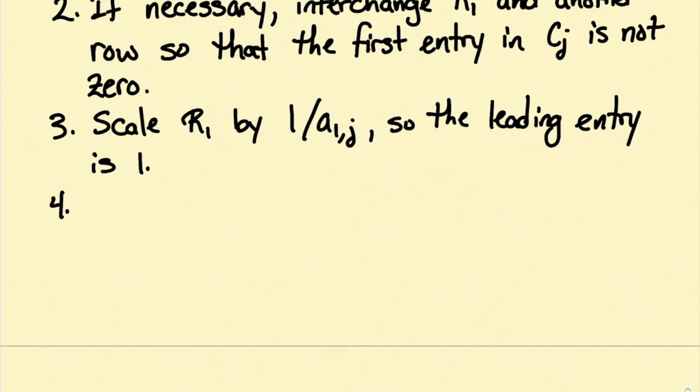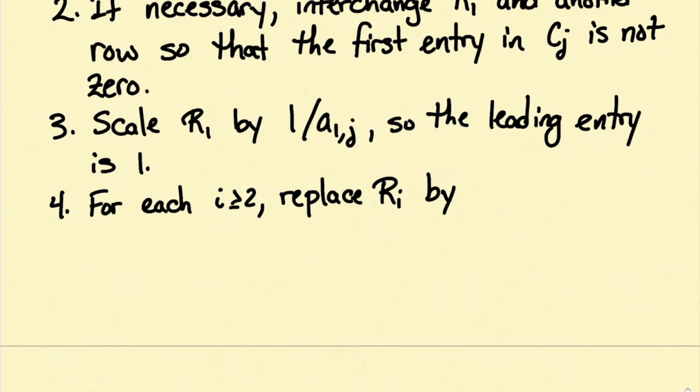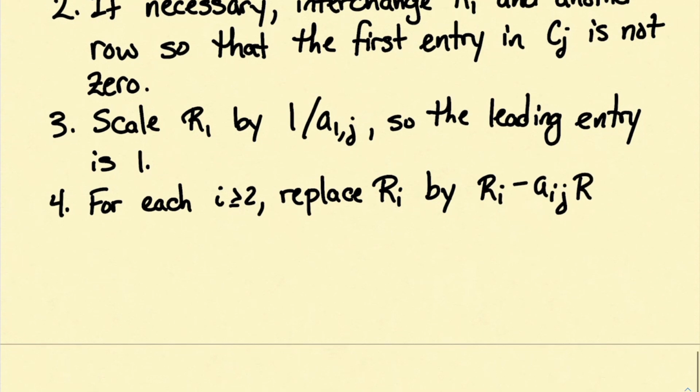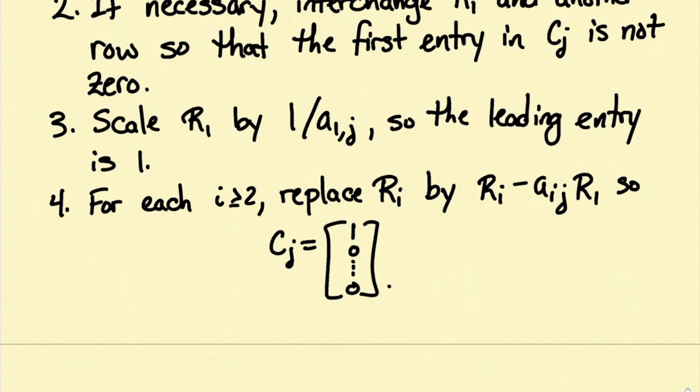Step 4, for each row, replace Ri, the ith row, by the row Ri minus Aij times R1. The number Aij, remember, is in the ith row of the jth column. It's that entry. So what you're doing in step 4 is you're clearing all of the entries below the leading 1. At the end of step 4, this column should have a 1 on the very top, zeros below it.